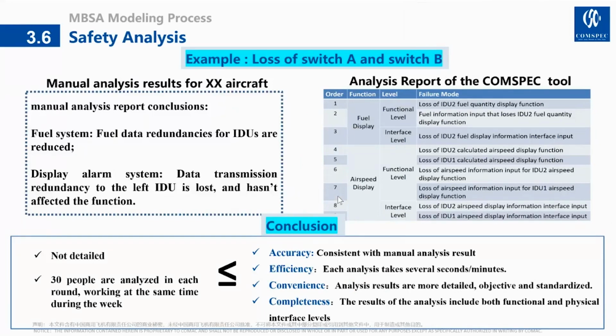The avionic system of some type has been analyzed using this platform. This is an example of analysis of the failure of two switch combinations. The left side is the result of manual analysis, and the right side is the result of platform analysis. It can be seen that the accuracy of the platform analysis result is consistent, and the platform analysis is more efficient, objective, and complete.